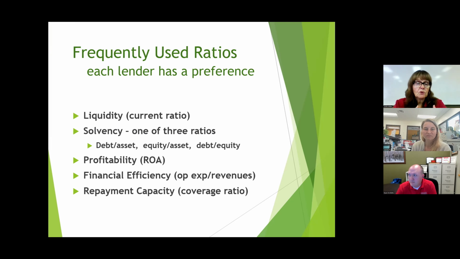We also look at profitability, because if they're not going to be profitable, they may not exist 5 years down the road. We want an operation that is making money. And then I look at what we call a financial efficiency ratio. It's the operating expense to revenues ratio. That ratio actually tells me how easily a farm operation can handle setbacks like lower yields or lower prices. And we'll talk more about that later. And then the most important ratio that every lender looks at is repayment capacity. We want to make sure that you have the ability to repay the loans that we make to you.